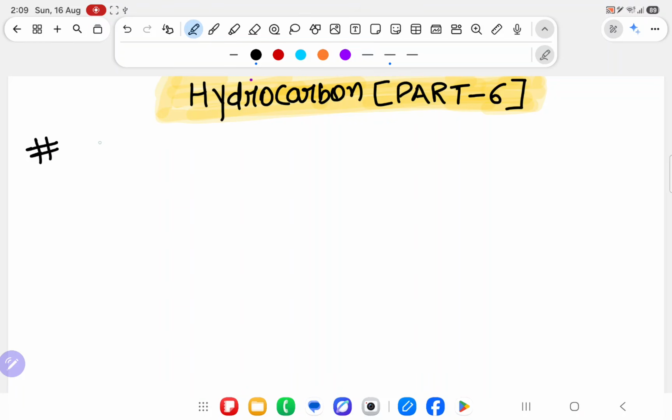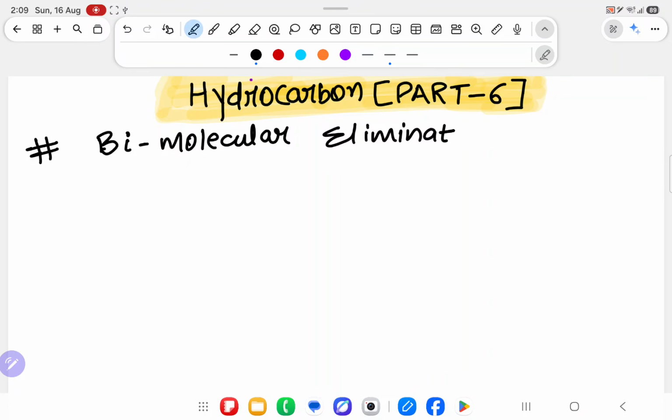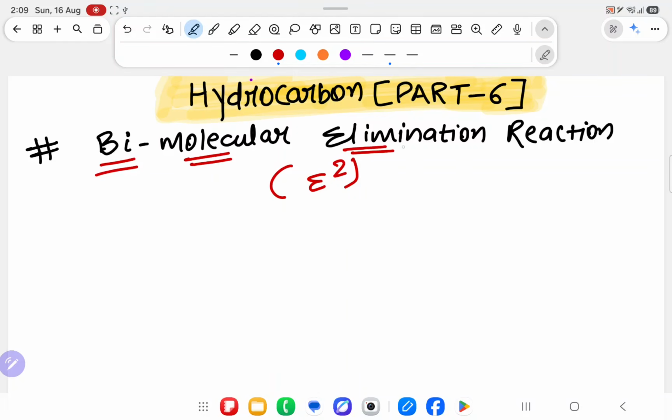Now, the next topic in part 6 is known as bimolecular elimination reaction. Bimolecular elimination reaction is also denoted as E2. It means we are going to see the E2 mechanism. What are we going to see? E2, very important, and trust me, I will explain it in such a way that you will get it totally new. E2 means bimolecular elimination reaction.